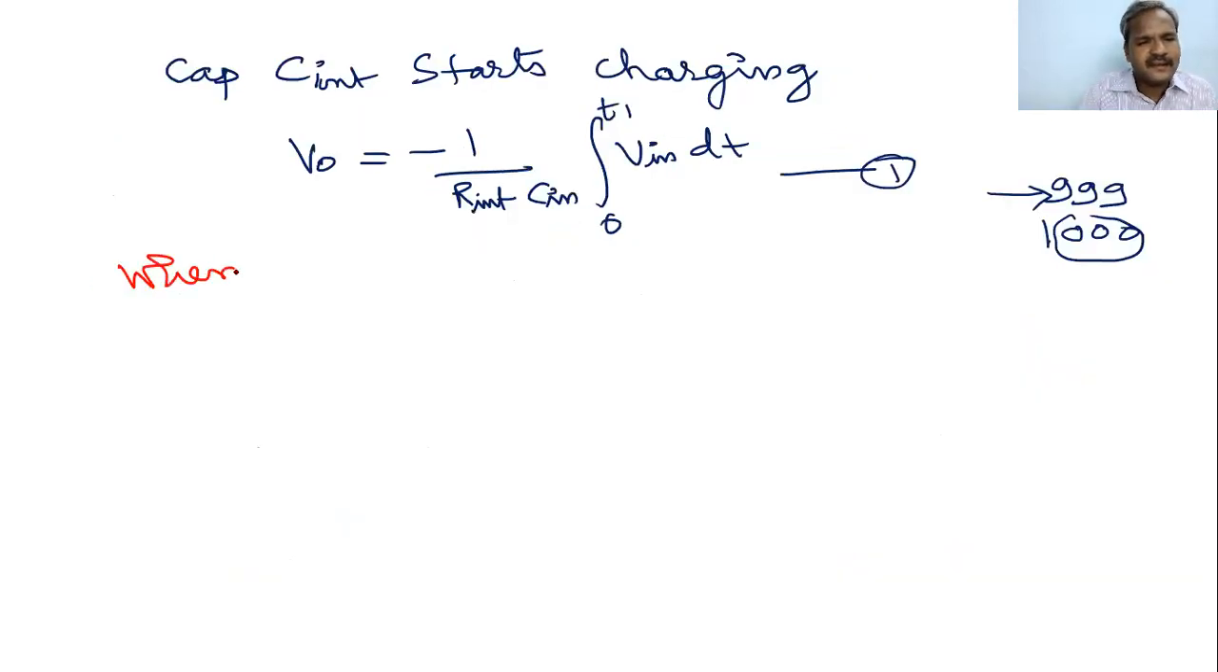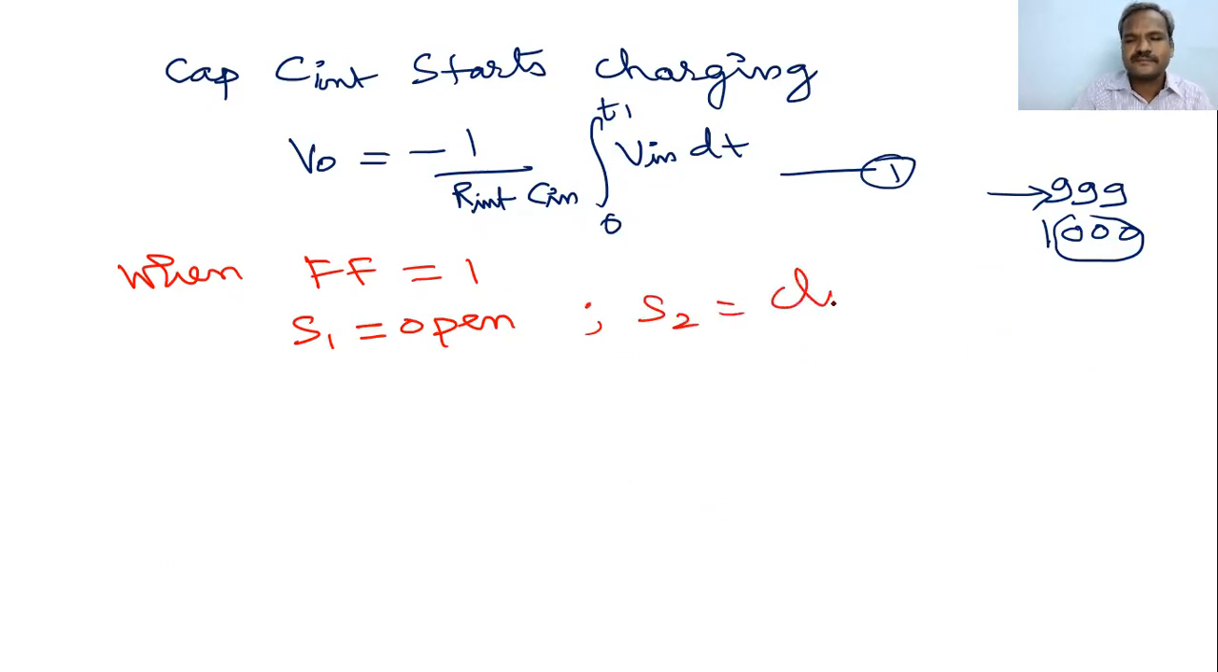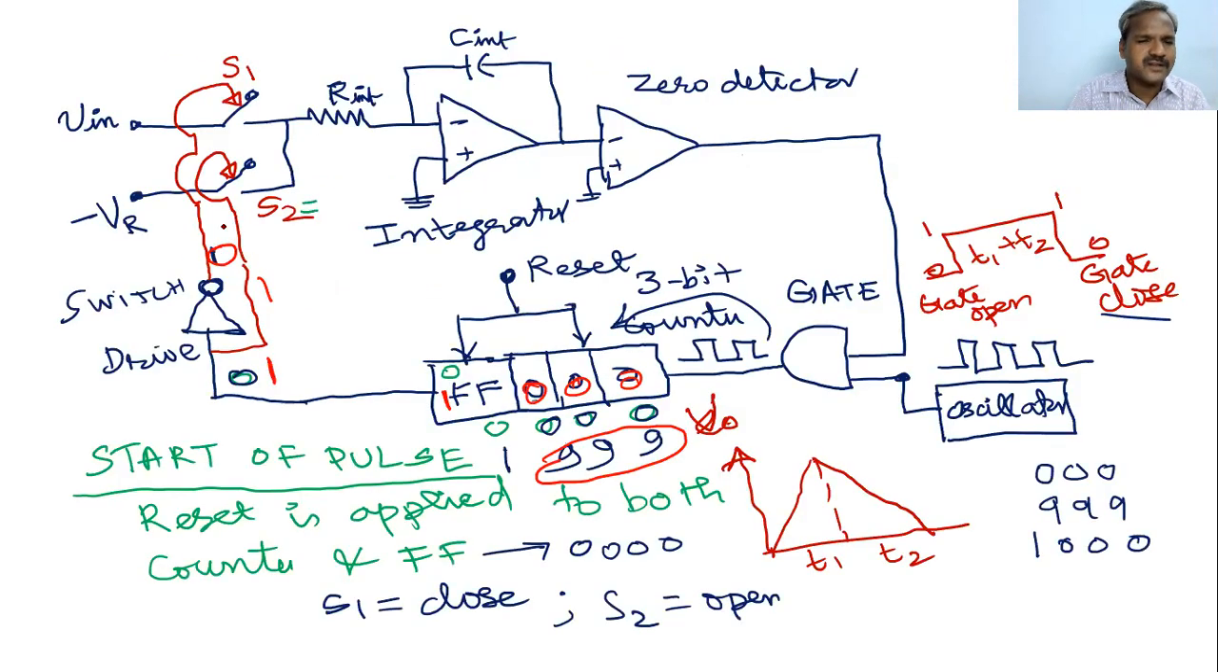When flip-flop memory becomes 1, S1 opens and S2 closes. You see the logic: S2 becomes 1, so this activates the switch S2. So S1 open, S2 close. Now the reference, minus VR, is applied to the integrator.